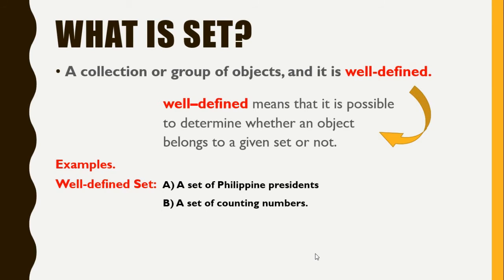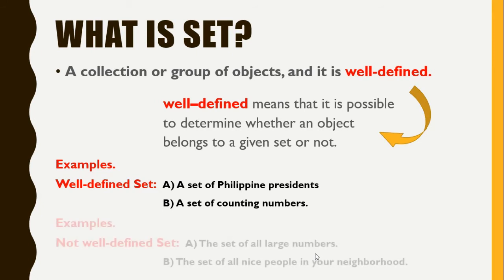Next, the set of counting numbers. Again, it is clear that according to the definition of that set, all you need to put there are counting numbers. Now, examples of not well-defined sets.